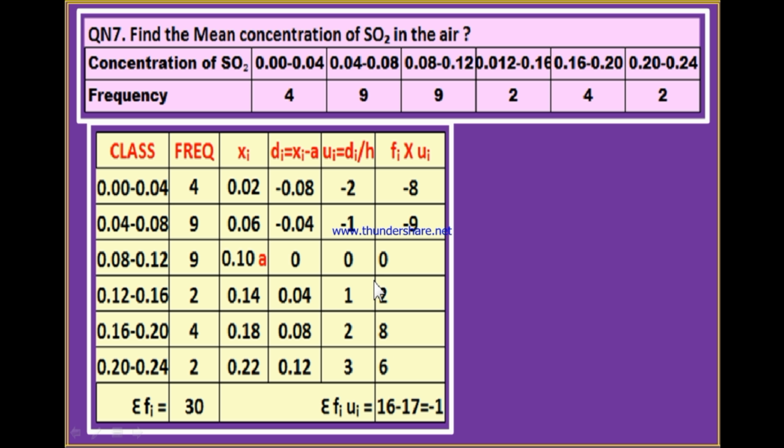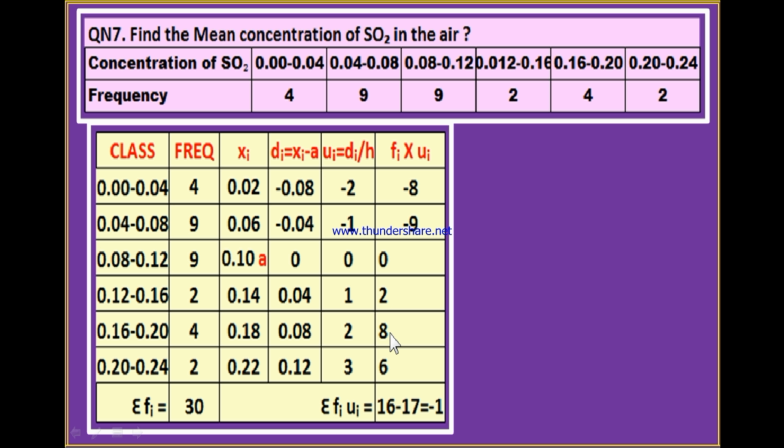Now, we wrote all positive values in a row and negative values in a separate row, so that it will be easy to find the sum. Now, let us find sigma fi ui. Sigma fi ui means the sum of all these products of fi ui. Let us add positive values first of all.